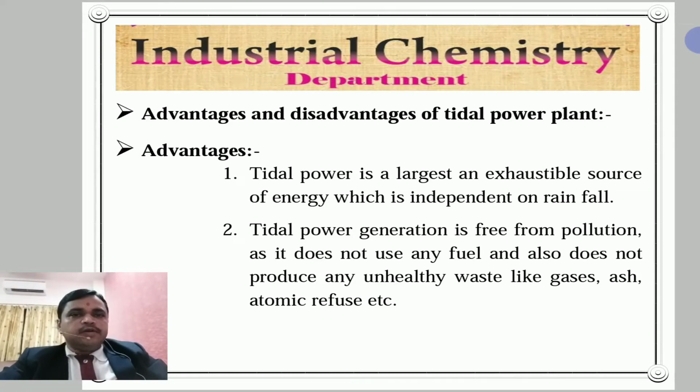Now we discuss the advantages and disadvantages of the tidal power plant. First, the advantages. Number 1, tidal power is a largest and inexhaustible source of energy which is independent of rainfall. Number 2, tidal power generation is free from pollution. This source does not create pollution, as it does not use any fuel and does not produce any unhealthy waste like gases, ash, or atomic refuse. So for a better future, the tidal power plant is a very good source for us.